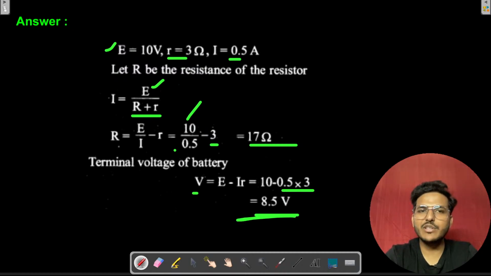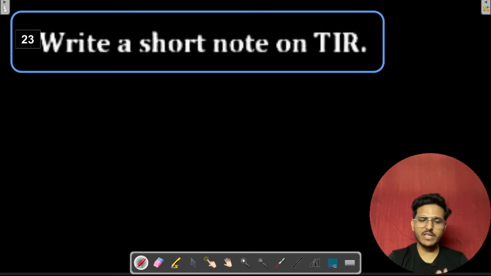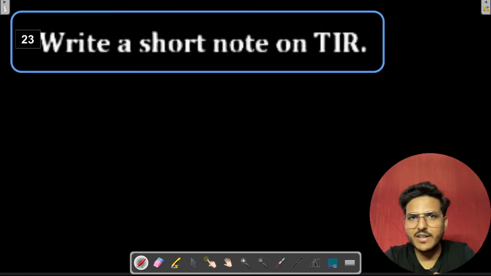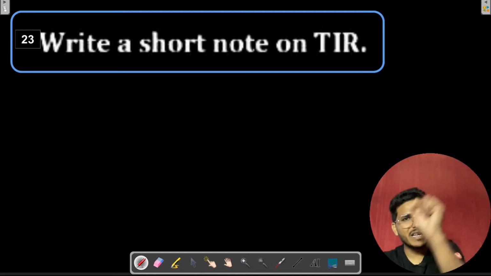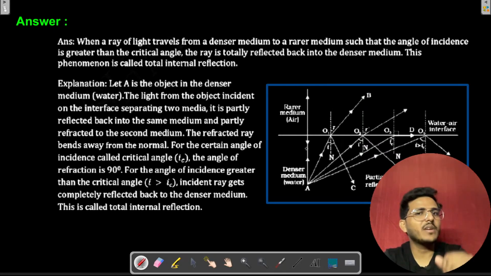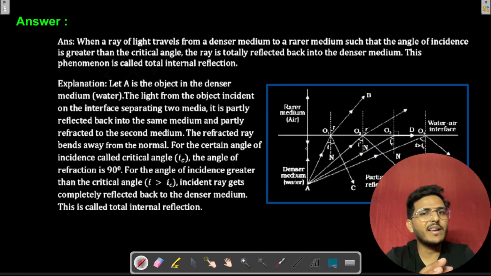Now, moving to next. Write a short note on TIR. What is TIR? This is total internal reflection. See, in a simple way, as you know, if a light wave moves from denser to rarer medium, it bends away from the normal. If I increase the angle of incidence beyond the critical angle, then the refraction will become reflection.